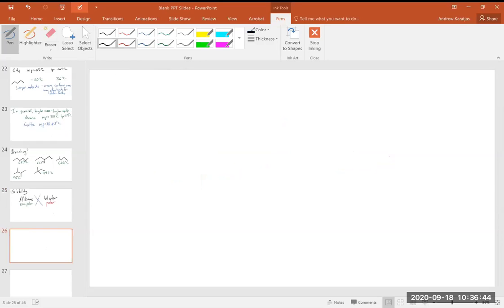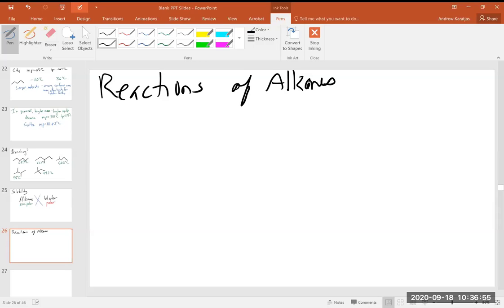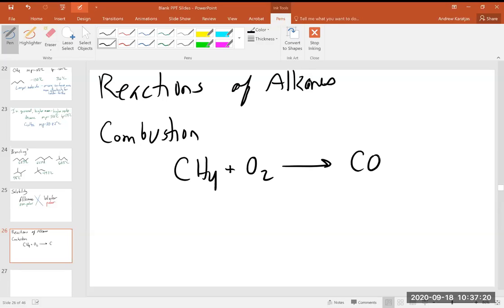All right, the final thing we want to say in this chapter is what can we do with an alkane? What reactions will they do? And the simple answer is not much. Alkanes are relatively unreactive. Now, in many ways, the most important reaction of alkanes, and we use them as fuels, and that's that we can burn them. So combustion, you add oxygen to an alkane, and the result is some amount of carbon dioxide and water.